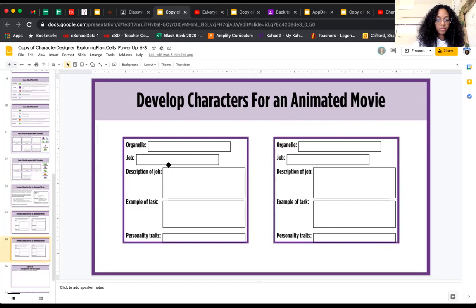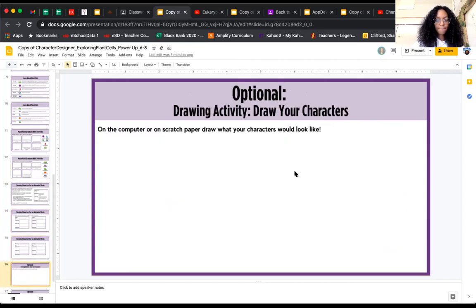And then talk about their job. It can be types of jobs that we have here in our land, right? Like mayors or police officers. They could be bus drivers, teachers. Think about what their job might be if they had turned into people. If you want afterward or you find yourself with extra time, you can use the computer or a piece of scratch paper and draw your character out.